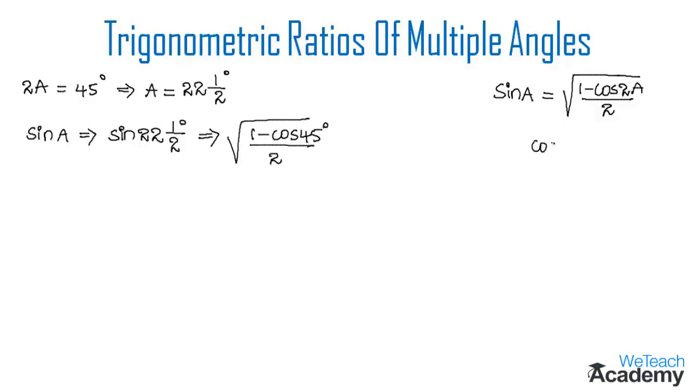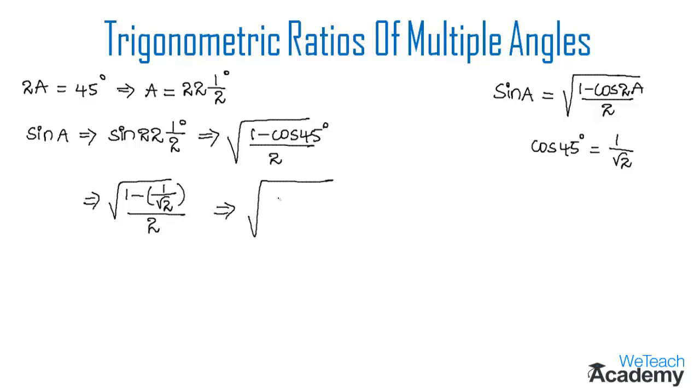We already know the value of cos 45 degrees, which is equal to 1 by root 2. By substituting the value of cos 45, we get under root (1 minus 1 by root 2) divided by 2. We can write this as under root, and here root 2 will become the denominator. So we get root 2 in the denominator, and in the numerator we get root 2 minus 1, then the whole divided by 2. That implies we get under root (root 2 minus 1) divided by 2 root 2.